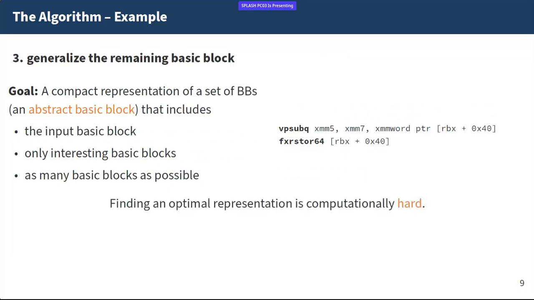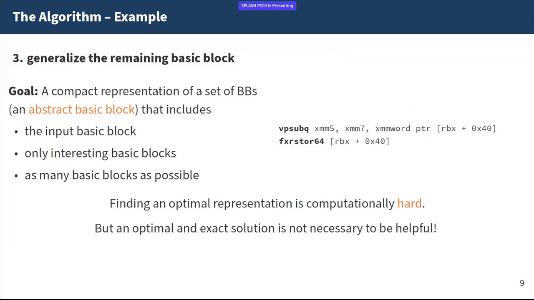If we really went for the optimization way of trying to find an optimal such representation, we would find ourselves with a computationally hard or even impossible problem, because all these tools are black boxes in our view.